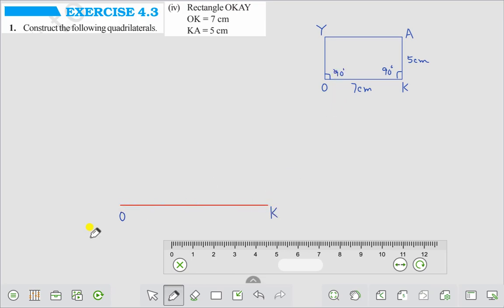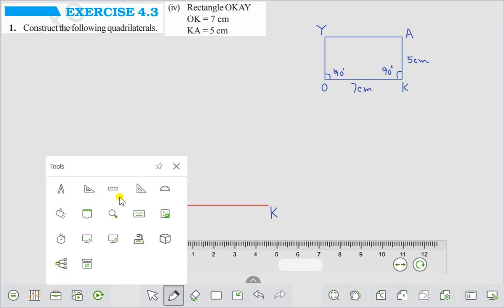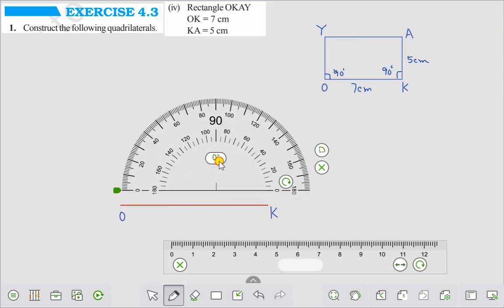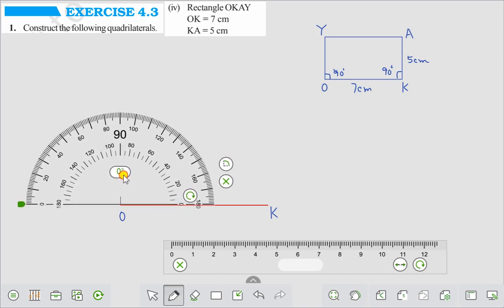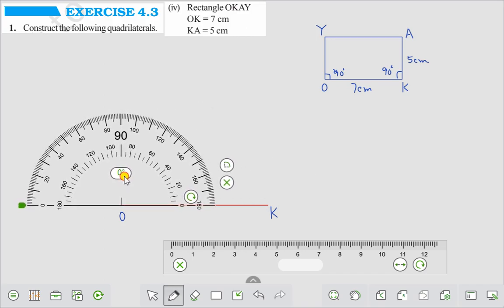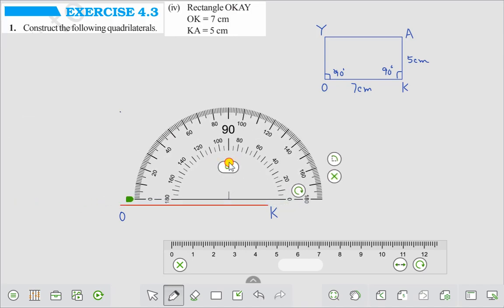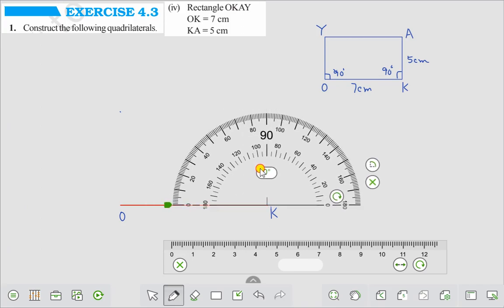At point O, make an angle of 90 degrees with the help of a protractor. You see, with the help of this protractor, we'll make an angle of 90 degrees here at the point O. This point is 90 degrees. And also at point K, make an angle of 90 degrees here also.